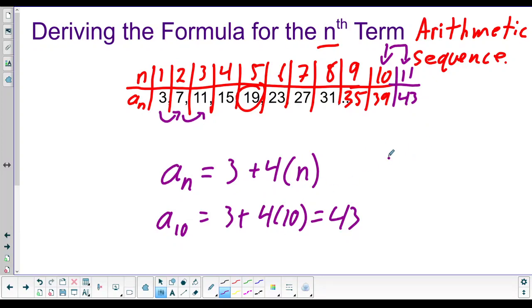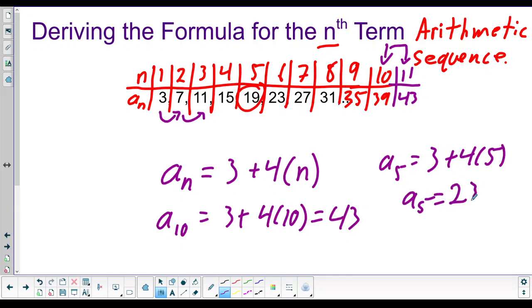Let's try a smaller one. What about let's say 5, so it's easy to check. So it's 3 plus 4 times 5. 4 times 5 is 20 plus 3. That's 23. Let's see. The 5th term, 23. No, we got the 6th term. We got the one after it again.